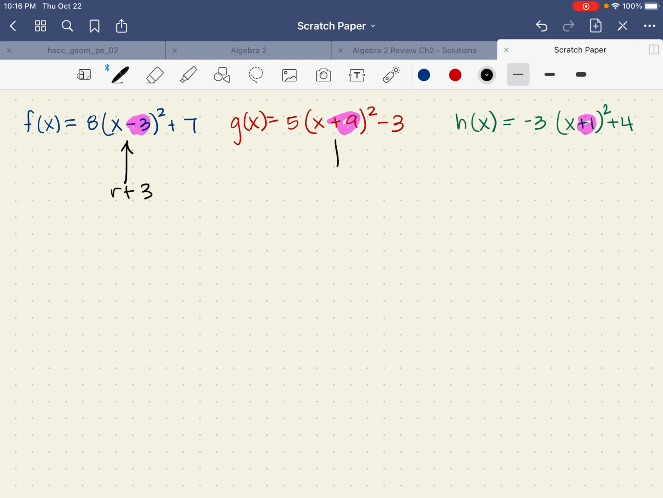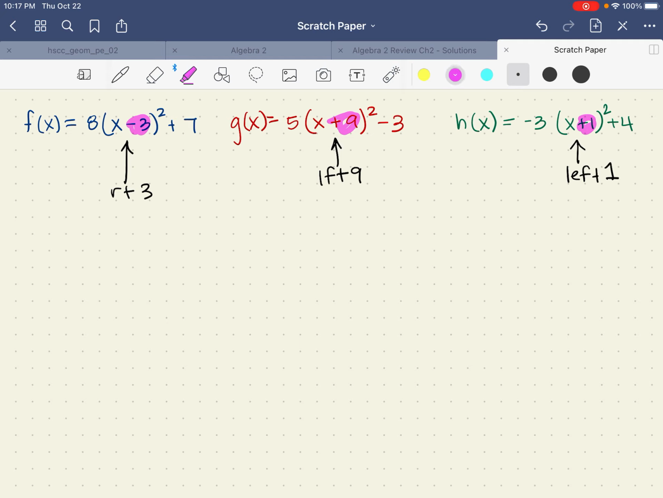This one here is inside the parentheses, with the x. It says +9. So we're not going to go to +9; we're going to go in the opposite direction. So this one is going to go left 9. Then this one over here is +1, so it's not going to go towards +1. It's going to go to the left. So this is going to be left 1.